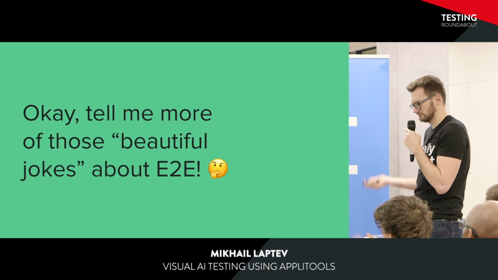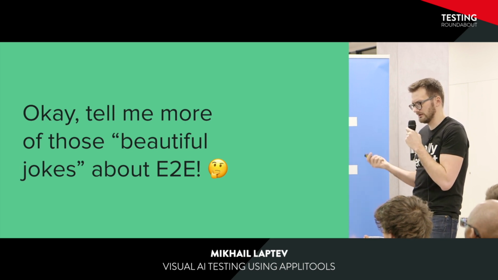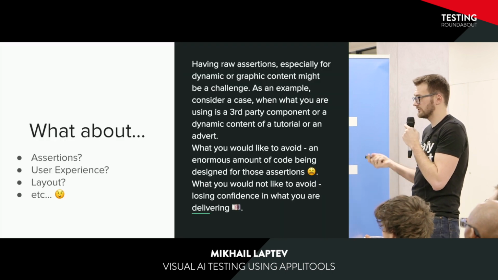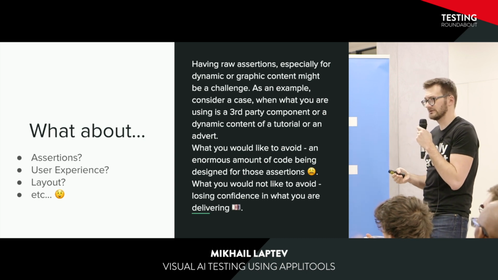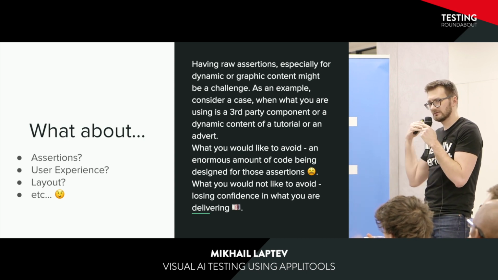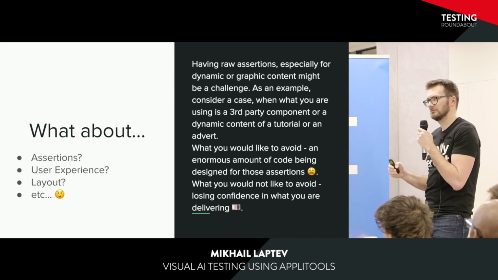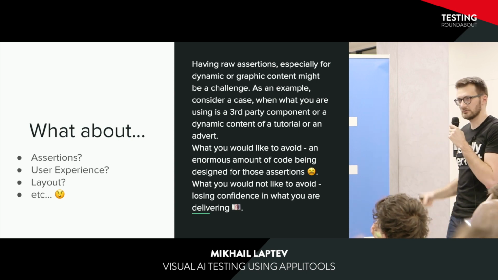What else can we consider when we implement UI tests? It turns out that we need assertions, we need to check the user experience and layout. Maybe it's a different layout for portrait and landscape views, so you need to support this.